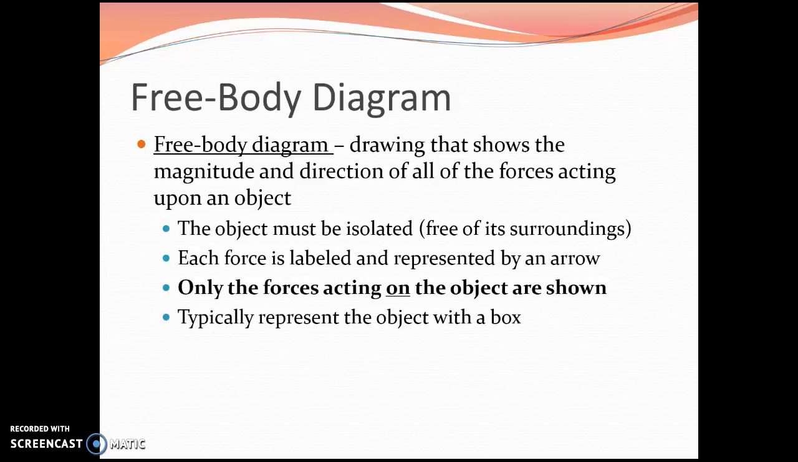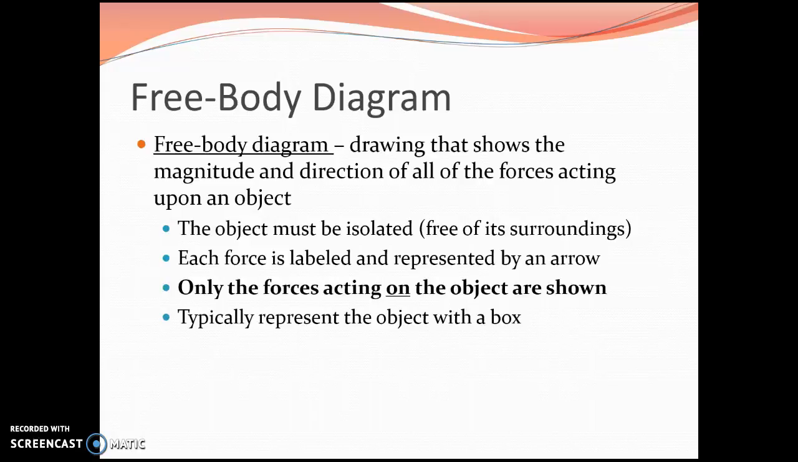You want to isolate the object that you're studying, so you don't want any of the surroundings in your diagram or drawing. Each force must be labeled. Forces are represented by arrows always. The forces acting on the object are shown. So on the object, not the ones that the object's exerting on other objects. So you want to draw what is happening to that object, not what it's doing to its surroundings.